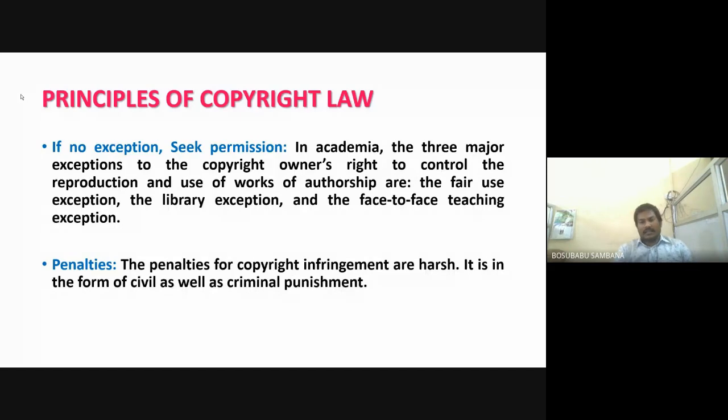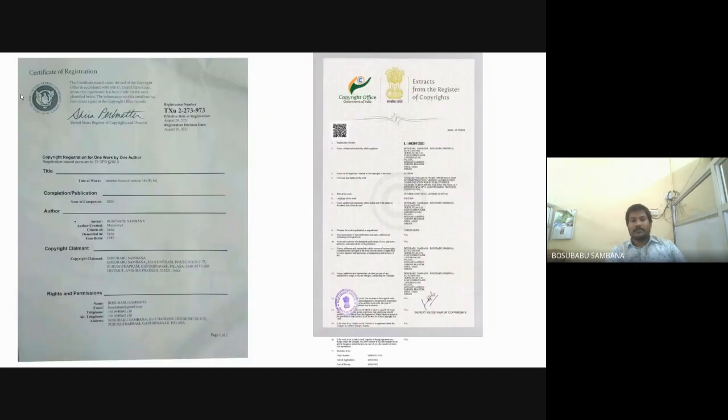In academia, the three major exceptions to the copyright owner's right to control the reproduction and use of works of authorship are the fair use exception, the library exception, and the face-to-face teaching exception. Face-to-face teaching means we are teachers now, we are professors, and we are given the exception under the Copyright Act. If we are dealing with digital, it comes under the Copyright Act. Penalties: the penalties for copyright infringement are very harsh. It is a punishable criminal offense also.